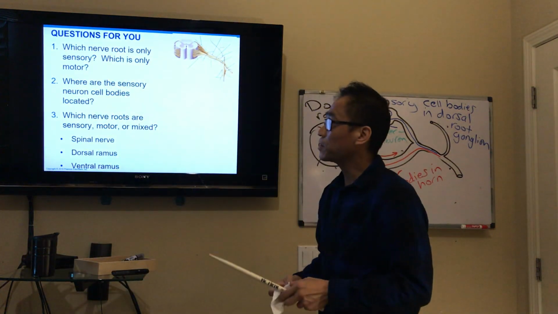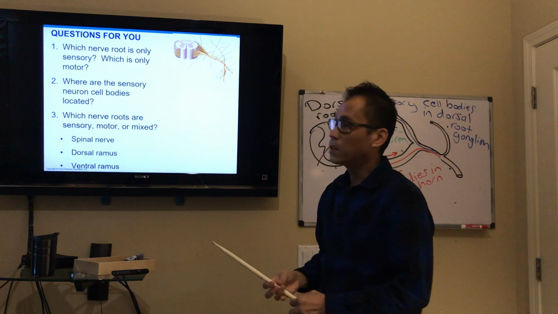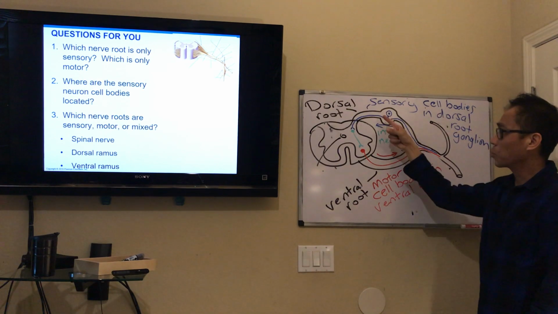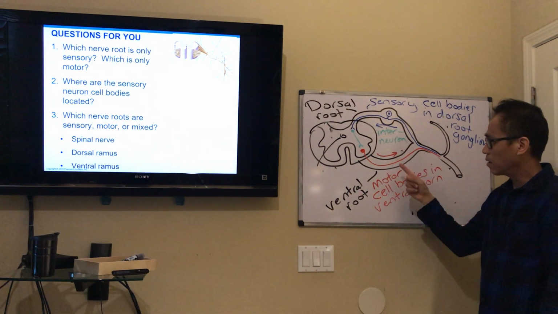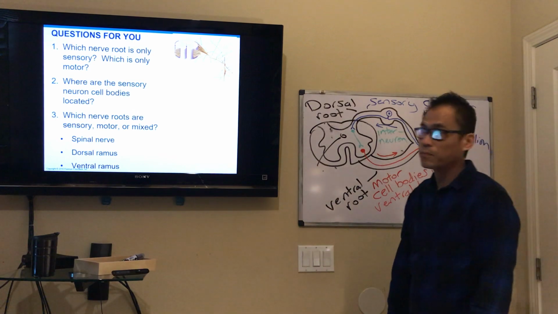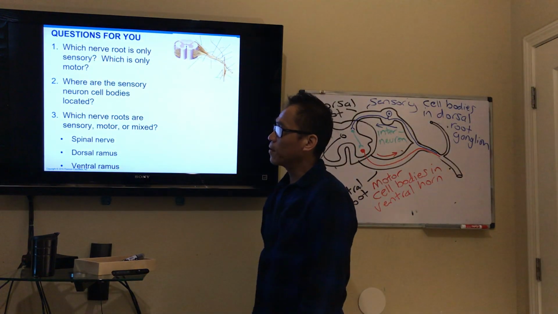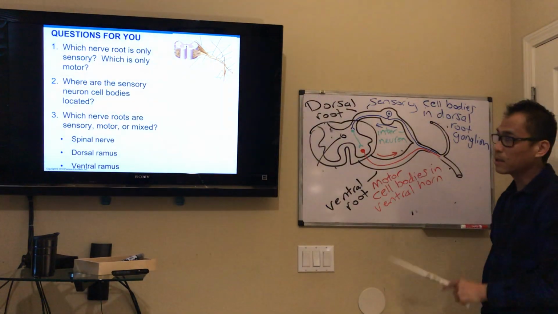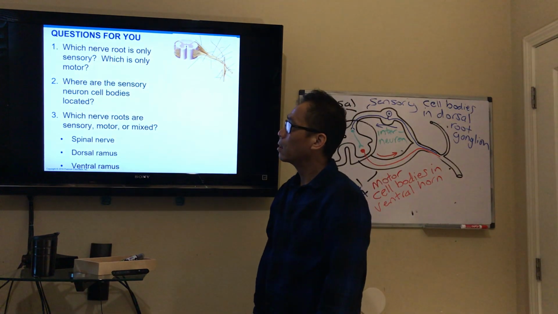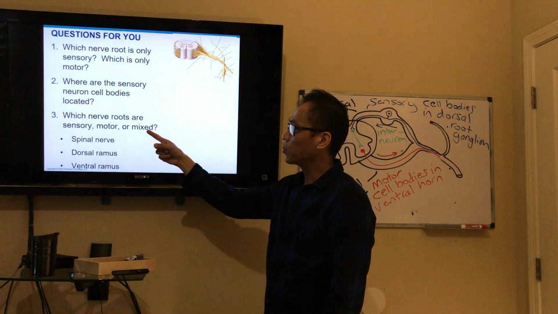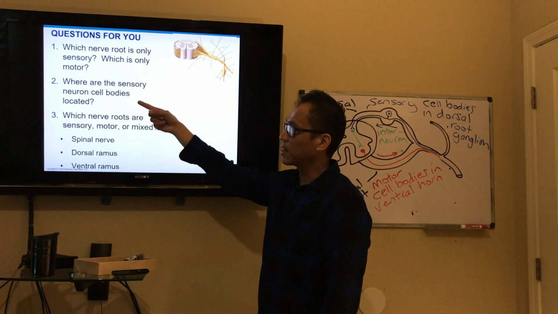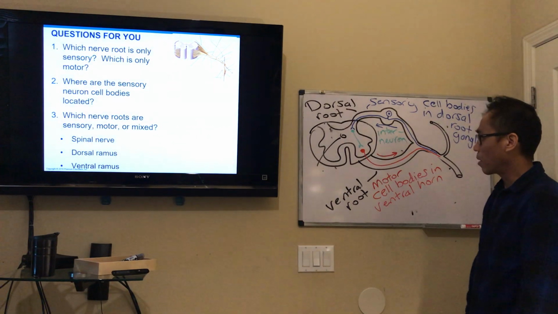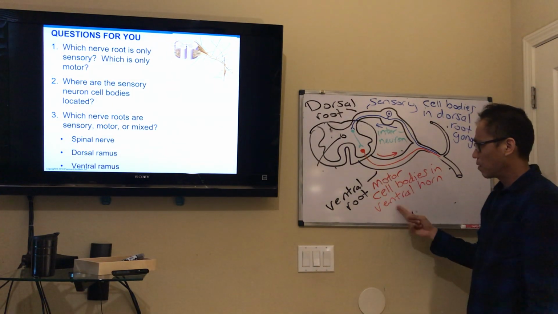All right, let's go over the answers here. Which nerve root is only sensory? Which nerve root is only motor? Dorsal root is sensory. Ventral root is motor. Where are the sensory neuron cell bodies located? Dorsal root ganglion. But I guess since I asked number 2, I should squeeze in another question. Where are the cell bodies of the motor neurons? Right there. The ventral horn.